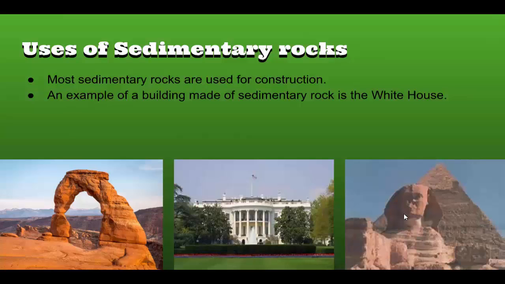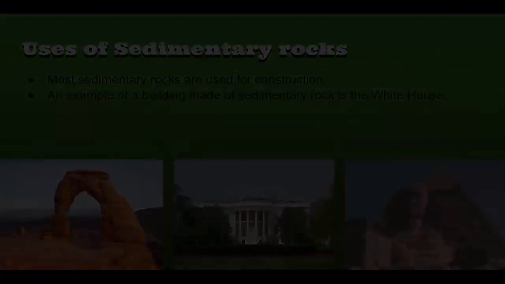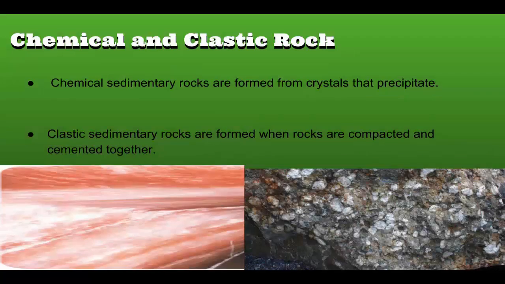Uses of sedimentary rocks. Most sedimentary rocks are used towards the construction of buildings and pathways, and an example of a building made of sedimentary rock is the White House, which is made of sandstone. Chemical and clastic rocks. Chemical rocks are formed from crystals that precipitate, while clastic sedimentary rocks are formed when rocks are compacted and cemented together.